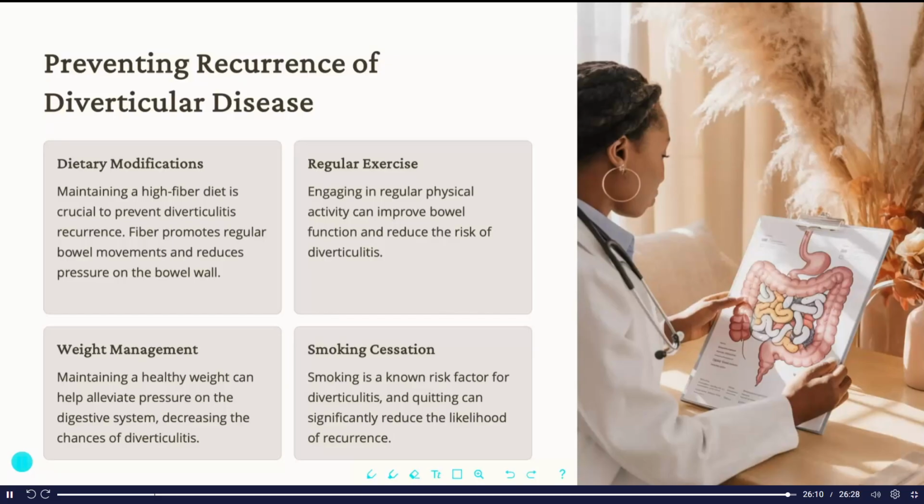And as I mentioned, teaching about follow-up care, when to report back to the healthcare provider, and possibly needing a follow-up colonoscopy based on what the specialist advised to see if a surgical intervention is warranted down the road. And that's it.